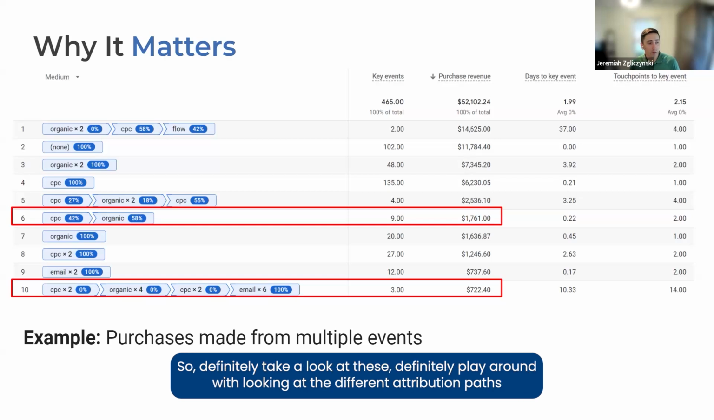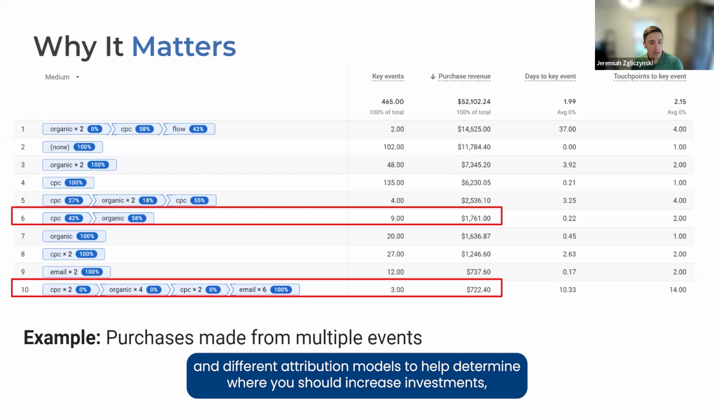So definitely take a look at these, definitely play around with looking at the different attribution paths and different attribution models to help determine where you should increase investments or if there's any spot that it actually makes sense to pull back and reallocate to other channels.